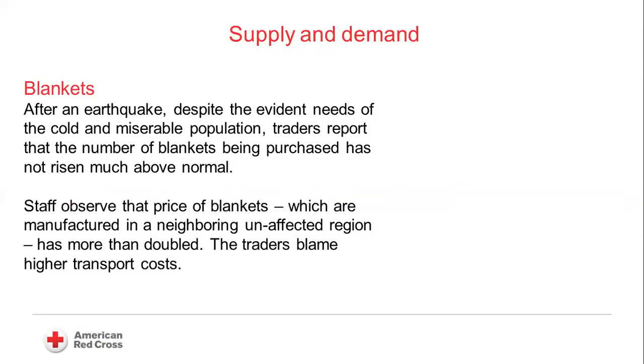Okay, so I know we've talked a lot about theory in terms of data and what this data can tell us. We're going to put this into a little bit of practice in terms of supply and demand, and painting a picture of what's happening. So we have here a situation with blankets. After an earthquake, despite the evident needs of the cold and miserable population, traders report that the number of blankets being purchased has not risen much above normal. Staff observed that the price of blankets, which are manufactured in a neighboring unaffected region, has more than doubled. The traders blame higher transport costs. Okay, so thinking about this, what's happening to supply?